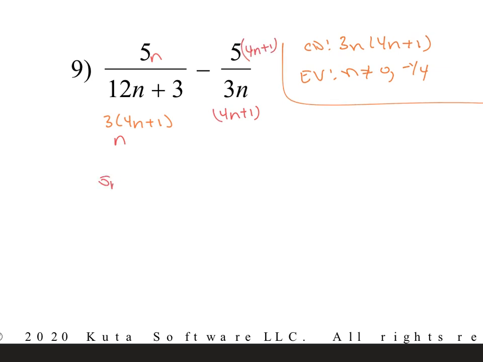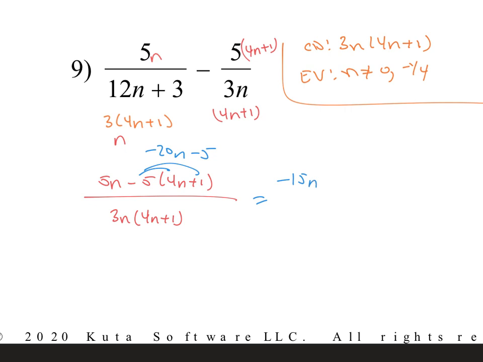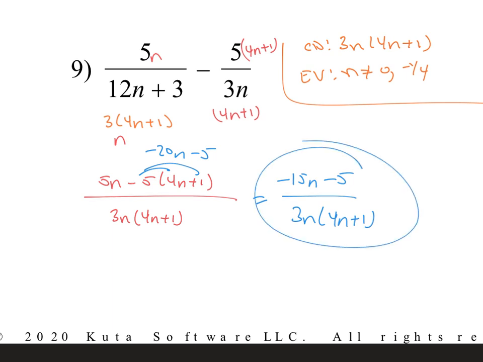So up top, I have a 5n minus 5 times 4n plus 1 all over a 3n times a 4n plus 1. So if I distribute that, that's a negative 20n minus 5. So I got a negative 15n minus 5 over 3n times 4n plus 1. Now, on the top, I can factor out a 5, but 5 and 3 aren't going to reduce, so I'm just going to leave it because nothing's going to simplify.